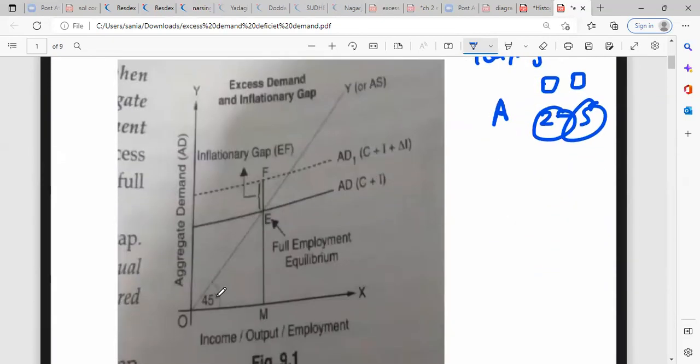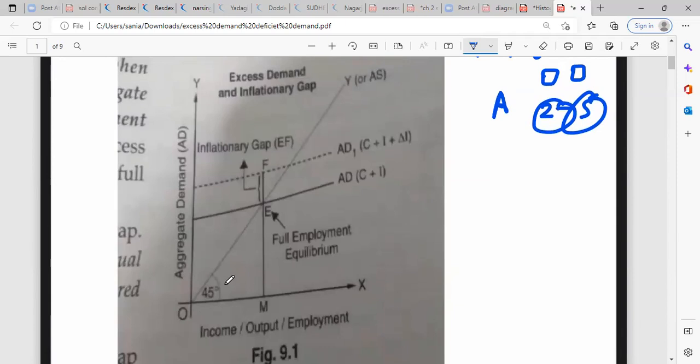So over here, this is a diagram for this. You can see this is your aggregate demand, right? And you will draw the aggregate supply with the help of a dotted line. Okay, you know the aggregate supply one. So over here, this was the equilibrium point when it was full employment, but now your aggregate demand is increasing, right? So this entire gap is your inflationary gap.